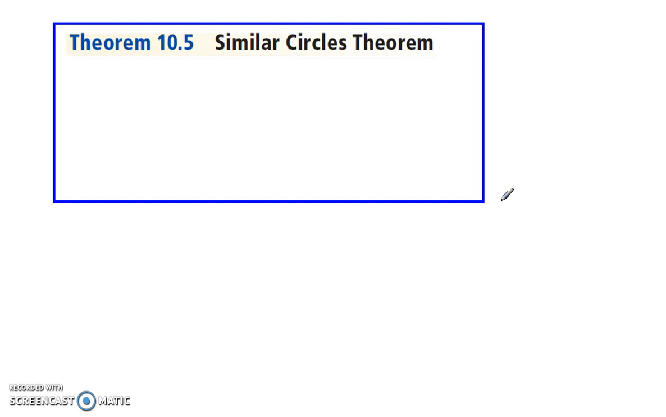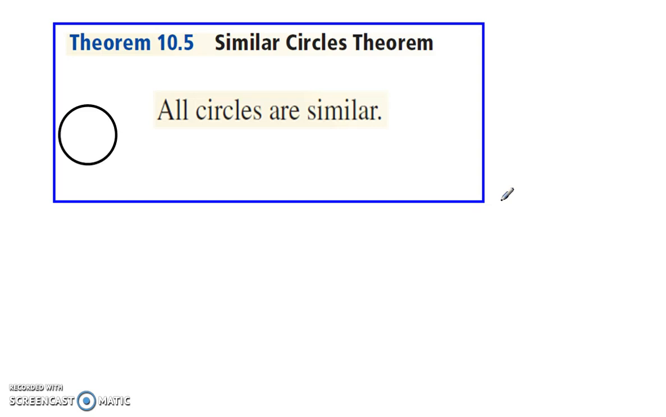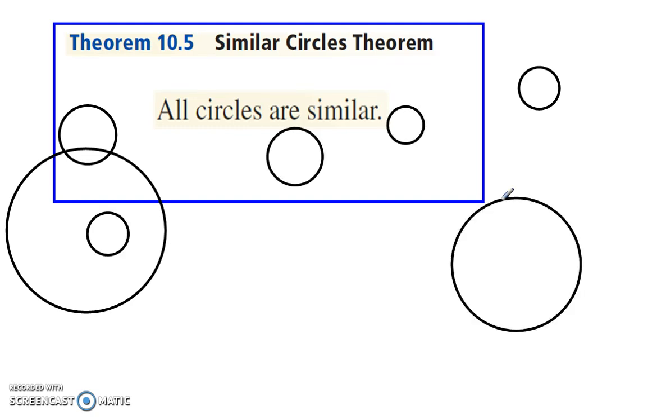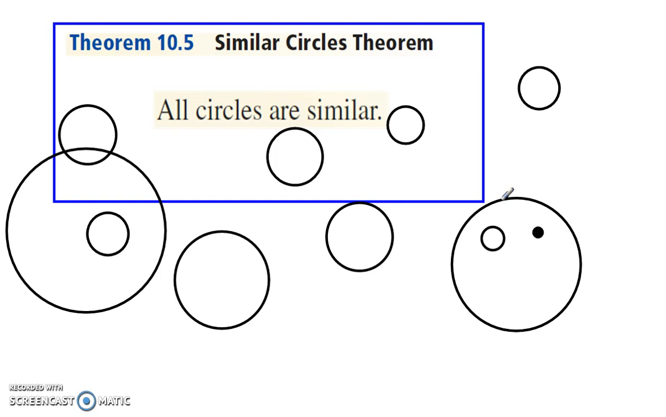Similar circles theorem. This is probably my favorite. All circles are similar. Like this one and this one. They're similar. And that one's similar. This one's also similar, and that one. This one's also similar to this one, and that one's also similar to all the others. As is this one and that one. Those are similar. As is that one and this one. And that one. Ladies and gentlemen, they are all similar.